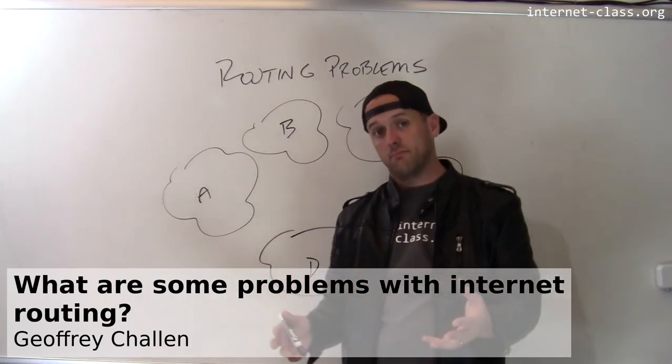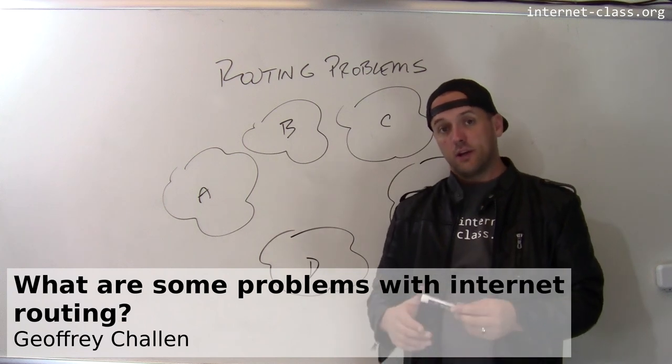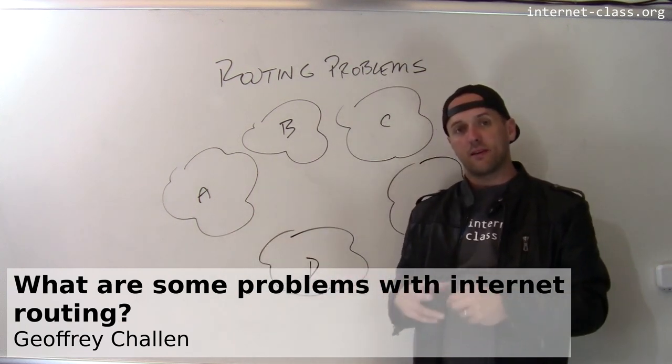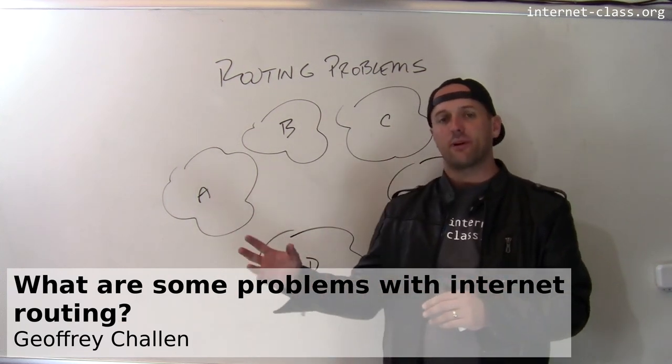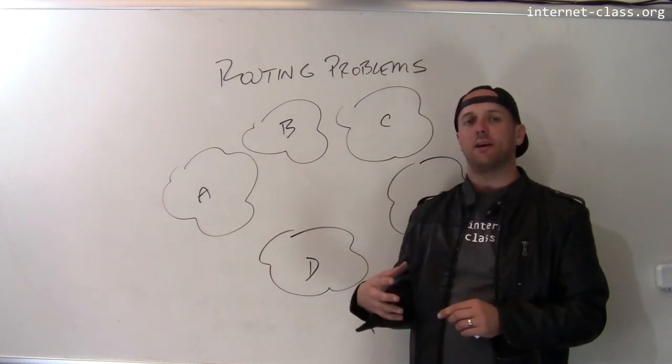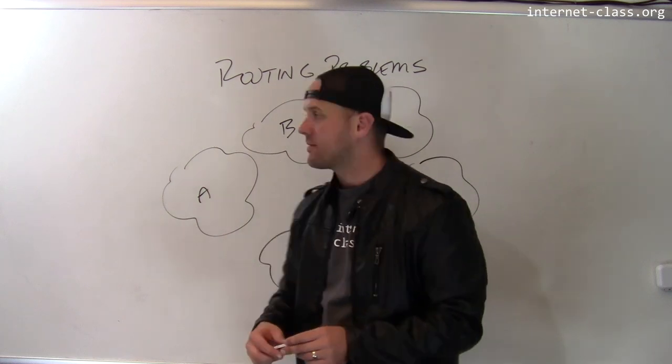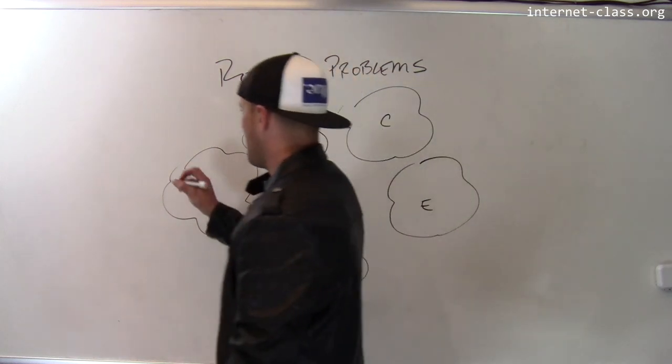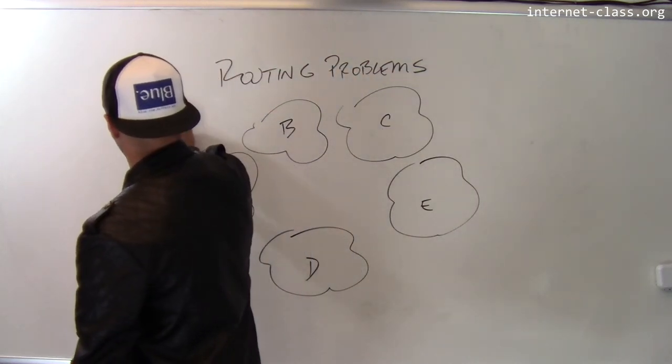Routing works almost all the time. You don't notice certain routing problems because the internet structure allows the internet to route around certain problems. But let's talk about a few of the problems that can happen during the routing process. And I'll talk about two of them right now. The first one is called a routing loop.